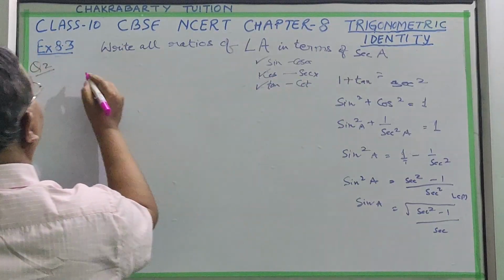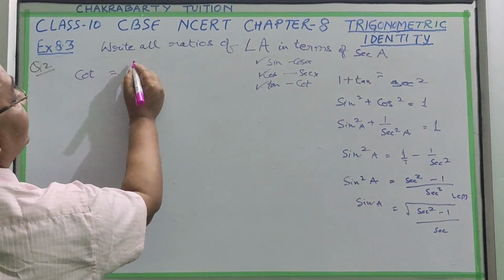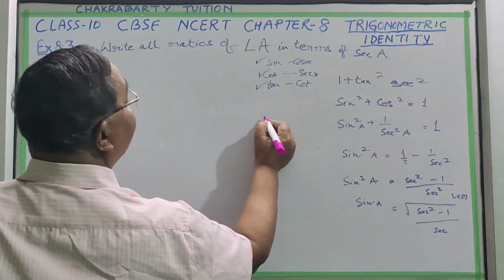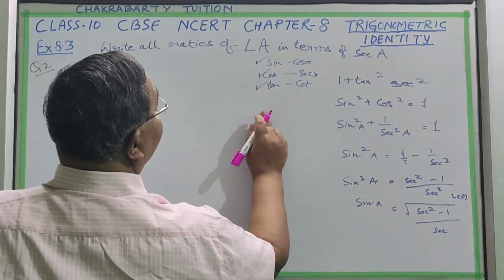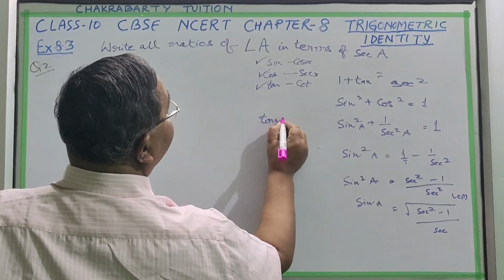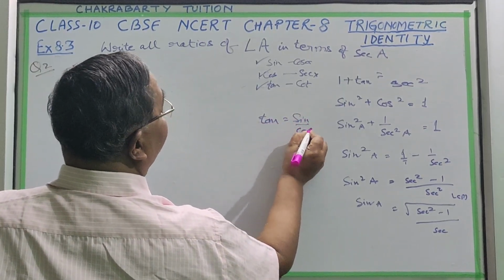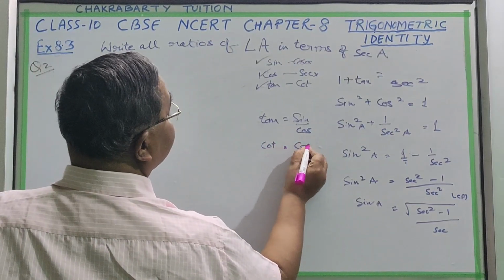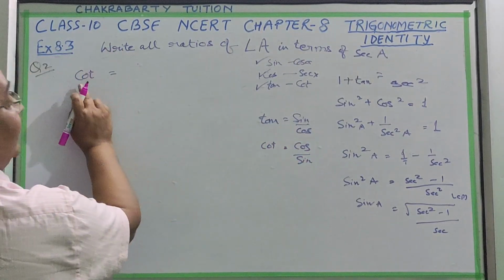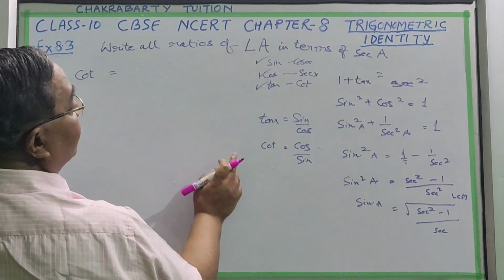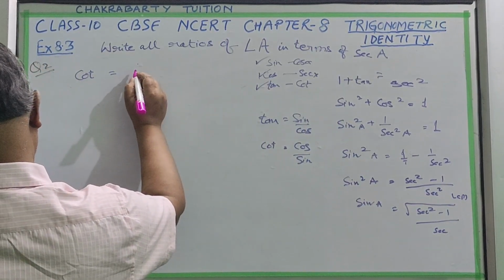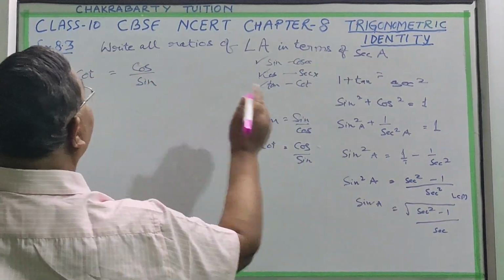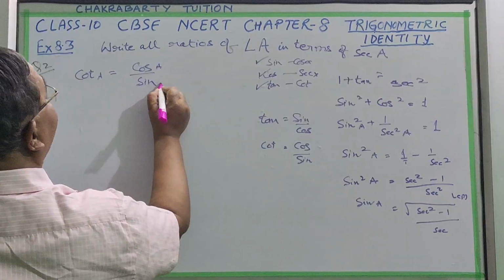So this cot we are taking. Cot is equal to this. You may remember we have said tan is equal to sine upon cos, and cot is equal to cos upon sine. So this cot we are taking, so cot is equal to cos upon sine, and sine value you have already found out: cot A equals cos A upon sine A.